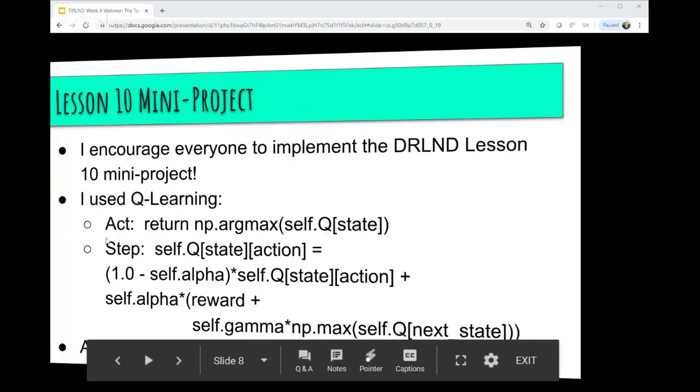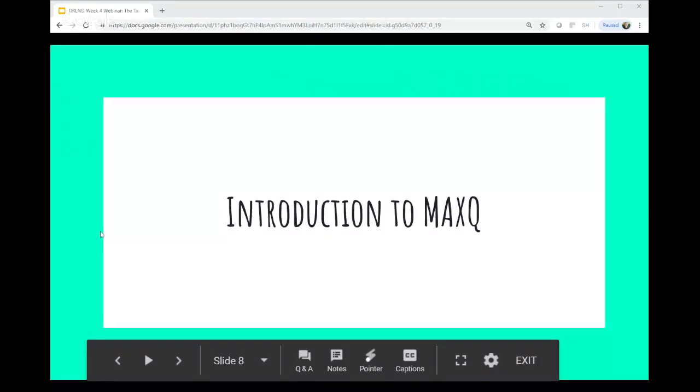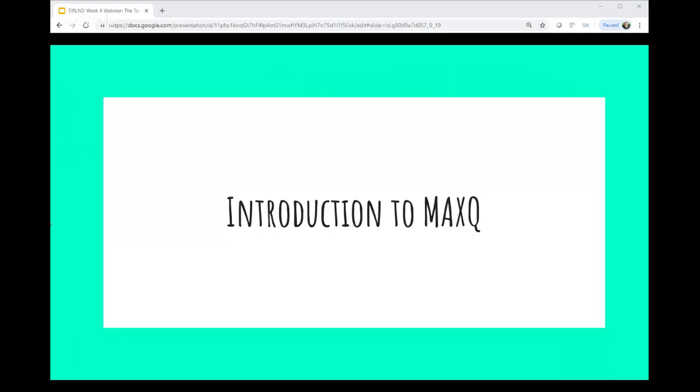Okay, so that's the taxi problem in short. Now I'd like to introduce you to a new topic called MAXQ. I don't think it's actually covered in the textbook. It's something that's newer. I have to go back and look to see. I don't remember seeing it in the textbook. So I got this from a paper that was recommended by one of the Udacity teammates.